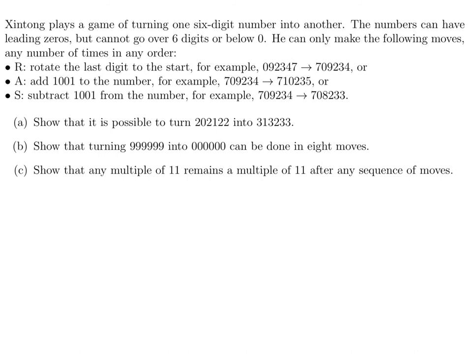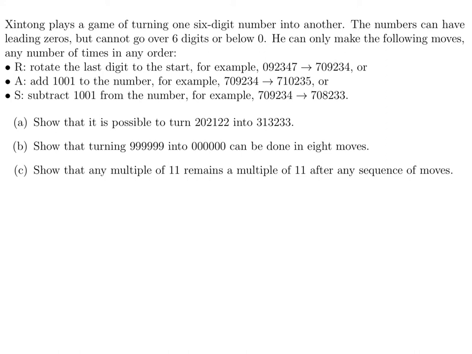Xin Tong plays a game of turning one six-digit number into another. The numbers can have leading zeros, but cannot go over six digits, or below zero. He can only make the following moves any number of times in any order. R, rotate the last digit to the start. For example, 092347 becomes 709234. Or A, add 1001 to the number. For example, 709234 becomes 710235. Or subtract 101 from the number. Show that it is possible to turn 202122 into 313233.